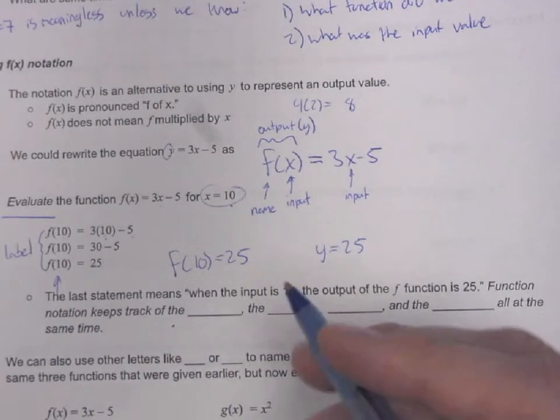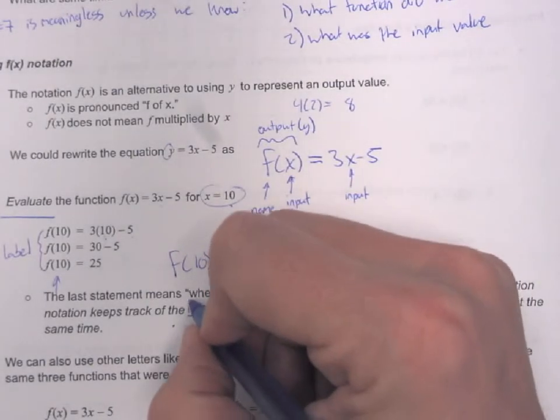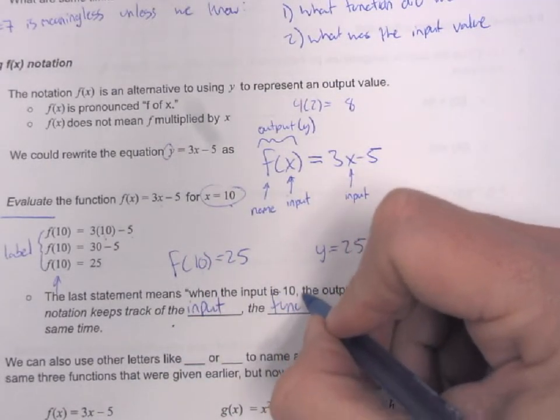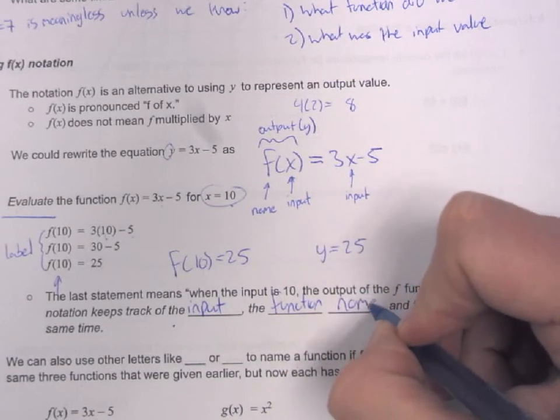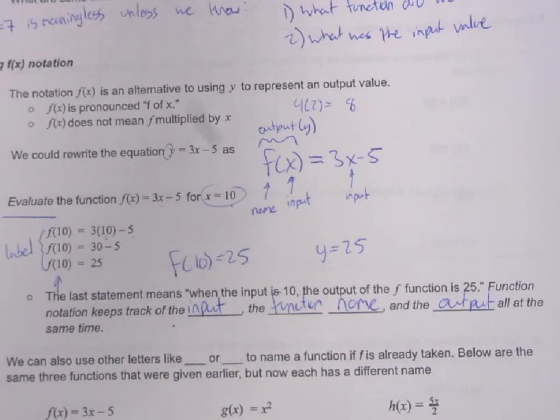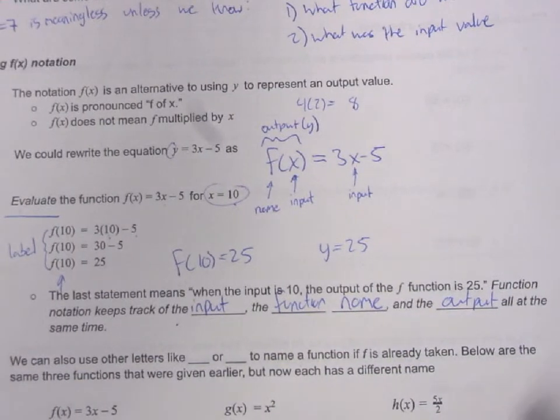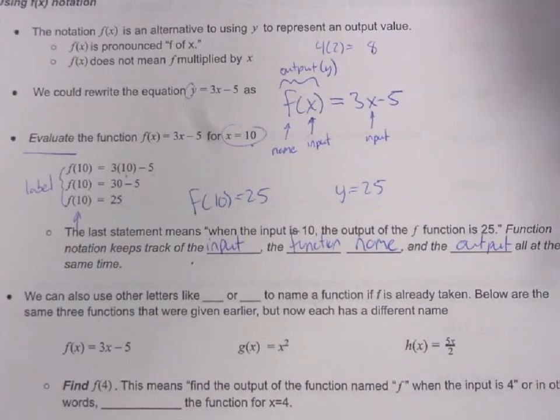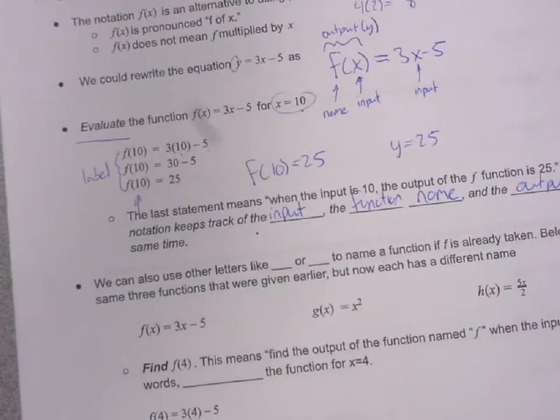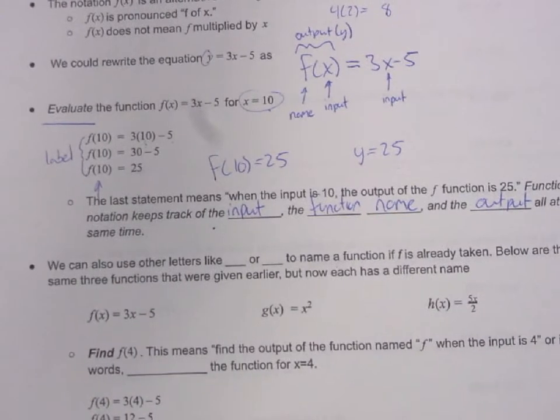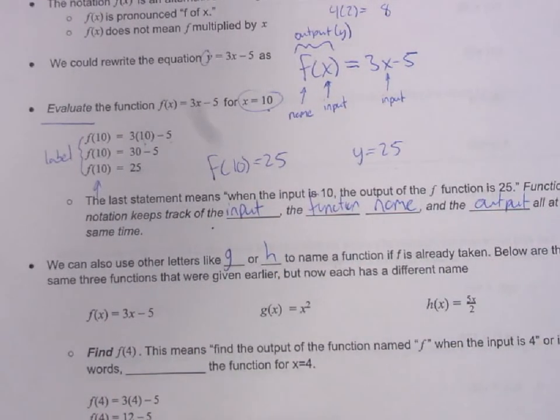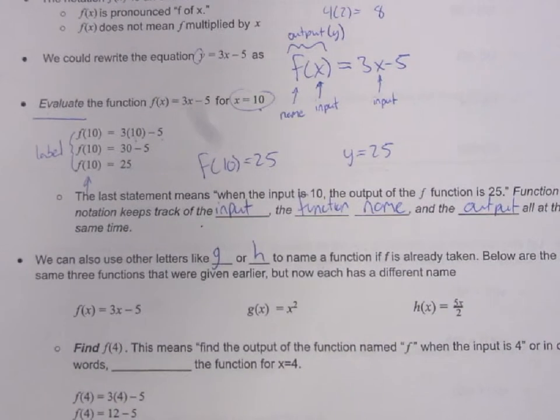So function notation keeps track of the input, the function name, and the output all at the same time. That's what's nice about it. Now, if we have more than one function, we don't want to call them all f. That would give us the same problem that we had before where everything was called y. So we can use other letters like g or h to name a function if f is already taken.